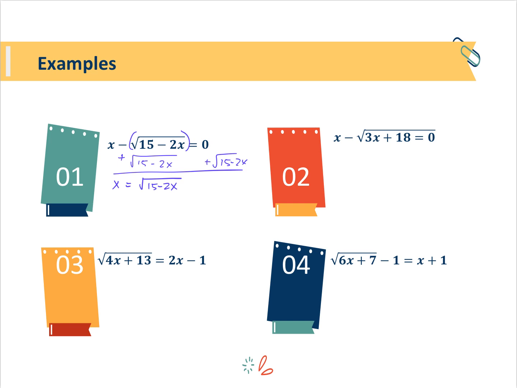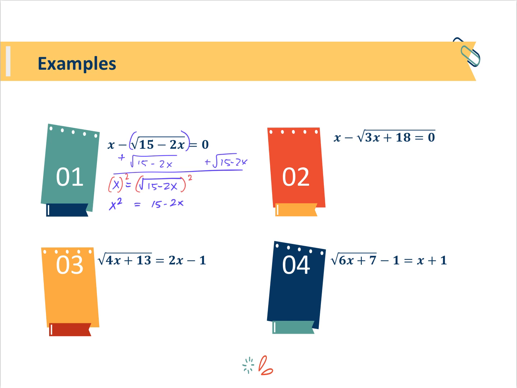So now I see that I have an x on the left and a square root on the right. And again, I want to get rid of that square root. So I'm going to square it. The easiest way to get rid of a square root is to square it. If it's a cube root, I cube it. If it's a fourth root, I raise it to the fourth power. And whatever I do to the left, I have to do to the right. So on the left, I'm now going to have x squared. And on the right, I'm just going to have 15 minus 2x.